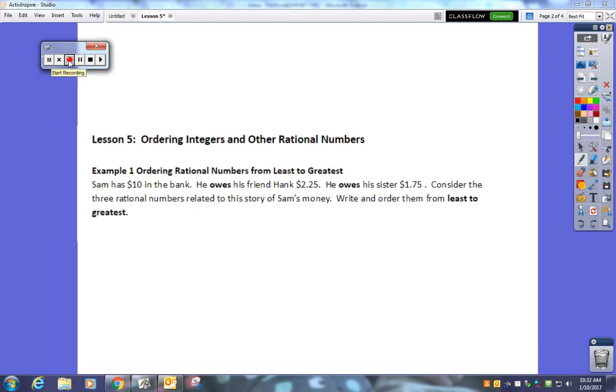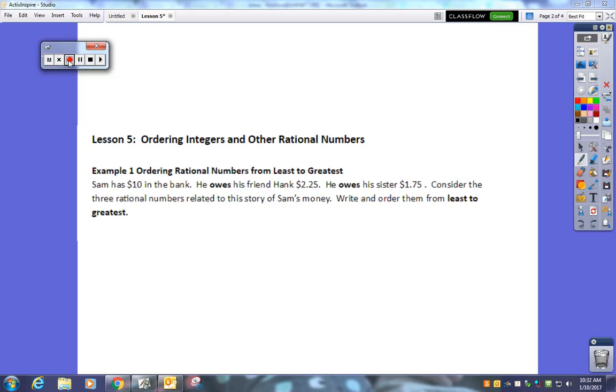Okay, so today we are going to continue on with Lesson 5, ordering integers and other rational numbers. Today's problems include some word problems where you're going to have to actually read into the problem to determine if it is a positive or negative integer or rational number that you are looking at. So let's start with example 1.